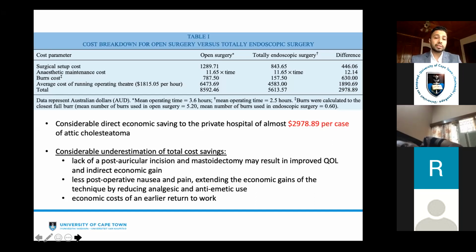Post-operatively, there is less nausea and pain, and therefore you do not need to use antiemetics, or you do not need to use regular analgesia that also has cost bearings to that patient. And that patient is able to return to work far earlier, and therefore that also has economic implications.